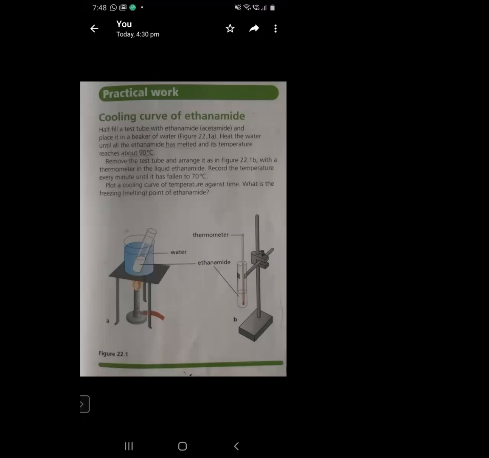We should put a lid to prevent any radiation. Evaporation, you mean? Yeah. Okay. Yeah, we can cover it to prevent evaporation. But remember, we are trying to study the cooling curve. So yeah. Okay. And then we can also.